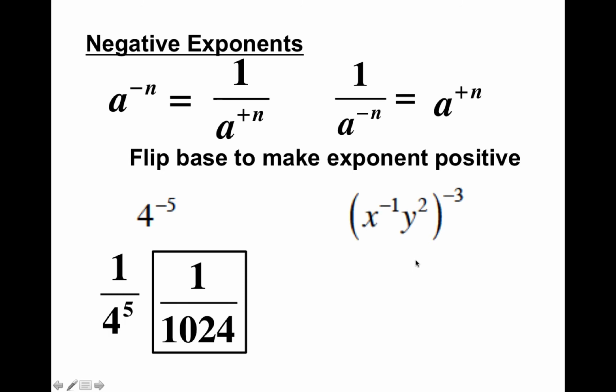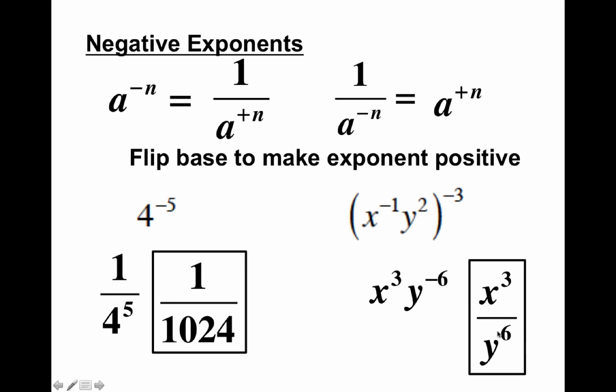Over here, we're going to have to share the power. So it's x to the negative 1 times negative 3. That's going to become x to the positive 3. And then y to the 2 times negative 3 is going to be y to the negative 6. You can never leave your answer with a negative exponent. So notice that the x value has a positive exponent, so that's going to stay on top. But the y base is going to move to the bottom, and the 6 is going to become positive on the bottom. So it's x cubed over y to the 6th.